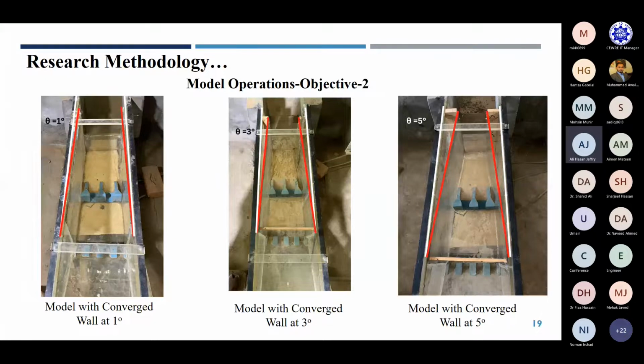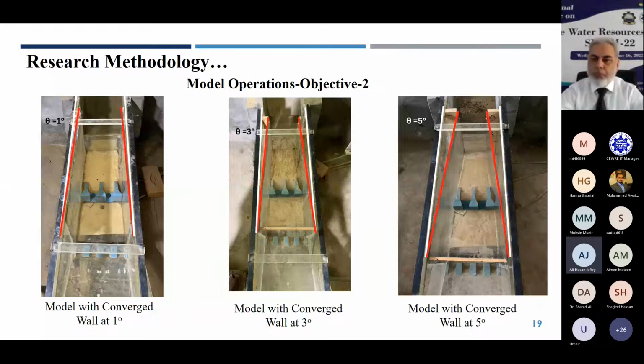These are the models with different converging angles. As we can see at the far left side of the picture, one model with 1 degree, a model with 3 degrees, and a model at 5 degrees. Models with 2 degrees and 4 degrees were also conducted, but here I only show these three pictures.